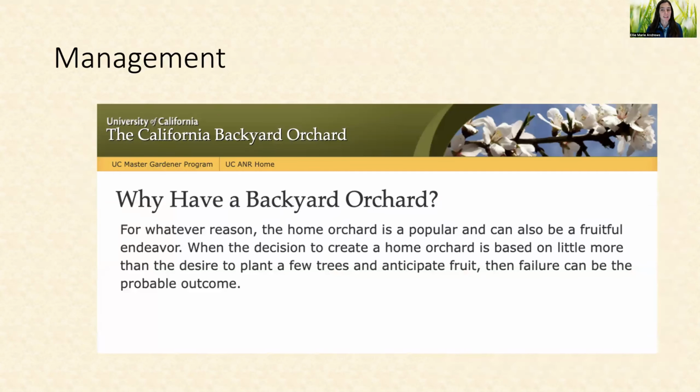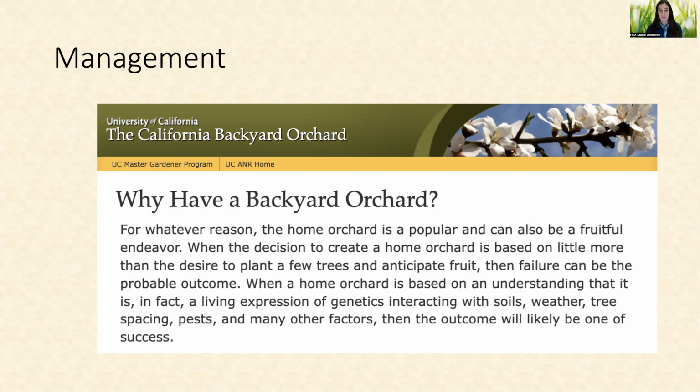So I wanted to take a moment and highlight this great website. I'm sure you're all familiar with this already, but it's the UC California Backyard Orchard website. We have a little excerpt about why you might want to have a backyard orchard. So for whatever reason, the home orchard is a popular option and can also be a fruitful endeavor. When the decision to create a home orchard is based on little more than the desire to plant a few trees and anticipate fruit, then failure can be the probable outcome. But when a home orchard is based on understanding that it is, in fact, a living expression of genetics, interacting with soils, weather, tree spacing, pests, and lots of other factors, then the outcome will likely be one of success.